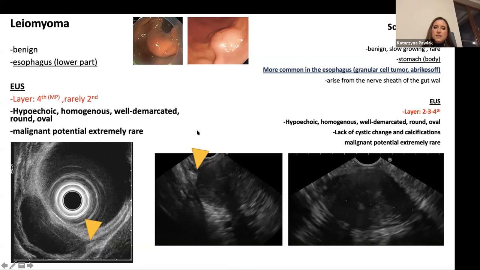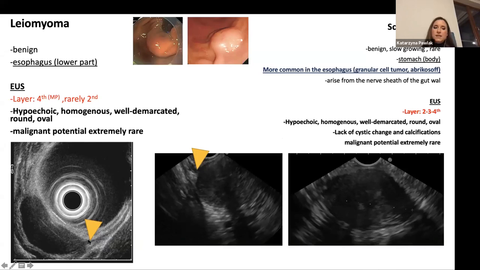For example, leiomyoma is hypoechoic, homogeneous, well demarcated and round, and malignant potential is extremely rare in this type of lesion. And similarly, schwannoma is also hypoechoic, homogeneous, round, and there is a lack of cystic change and calcifications, and the malignant potential is also extremely rare.